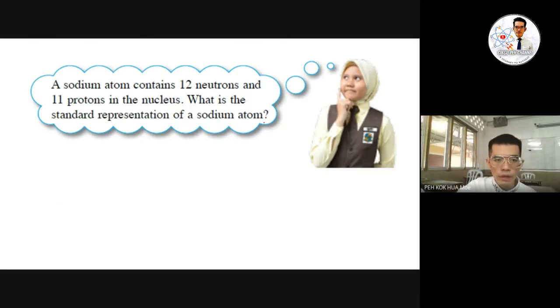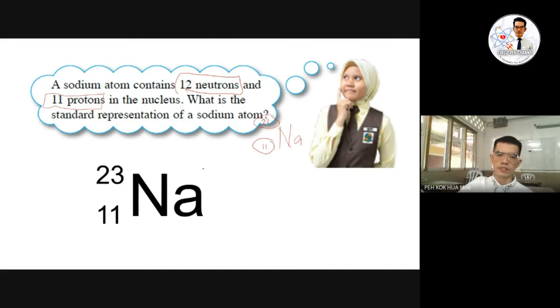Here we have an example: a sodium atom contains 12 neutrons and 11 protons. What is the standard representation of sodium? The sodium symbol will be Na, and the nucleon number is the addition of the number of neutrons and protons, so that means 23, where 12 plus 11, and then we give the proton number, which is 11. So the answer will be like this.